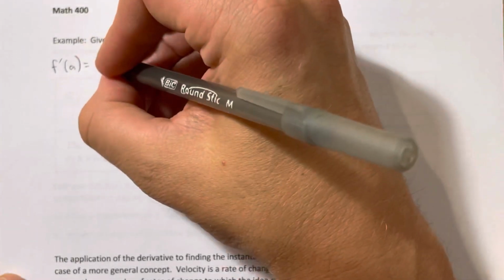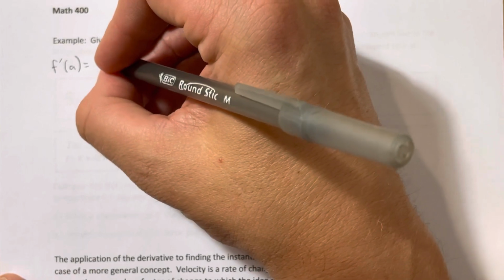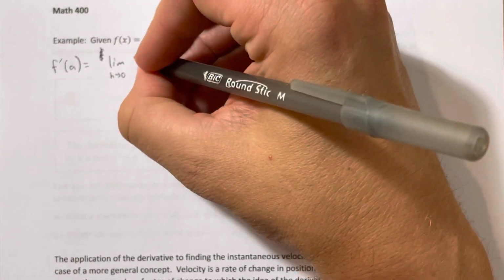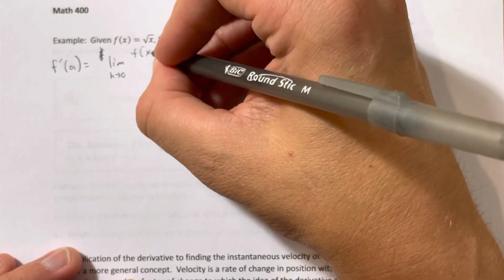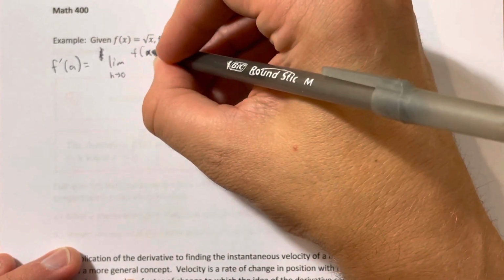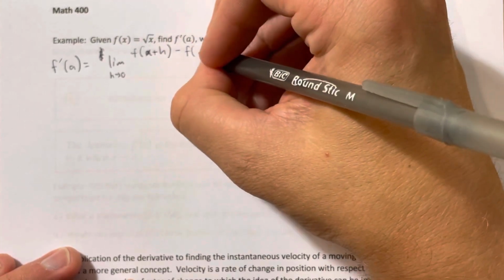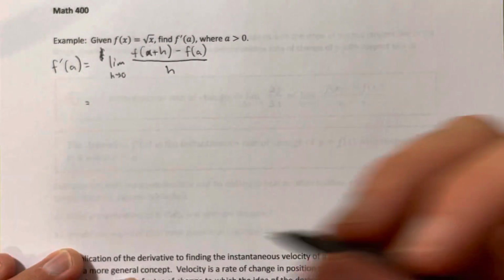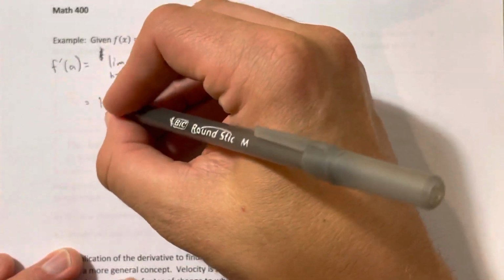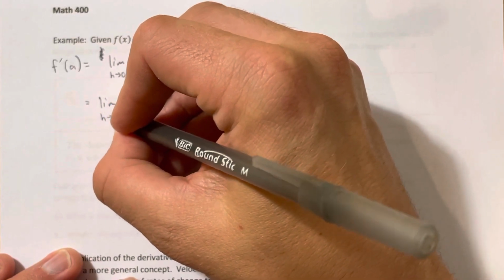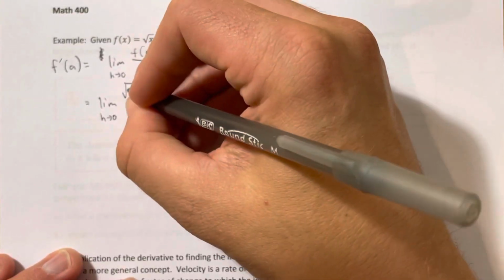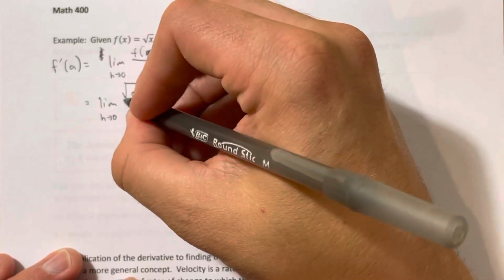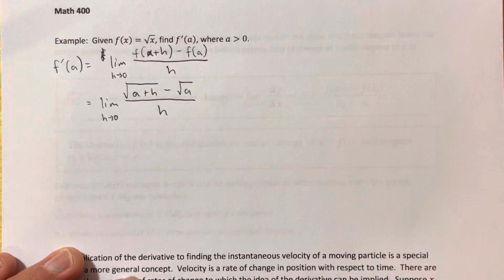Well, by definition, that's, sorry, I forgot my limit. It's the limit as h approaches 0 of f of a plus h minus f of a all over h, okay? Which, using our definition of f up here, is equal to the limit as h approaches 0 of the square root of a plus h minus the square root of a all over h.